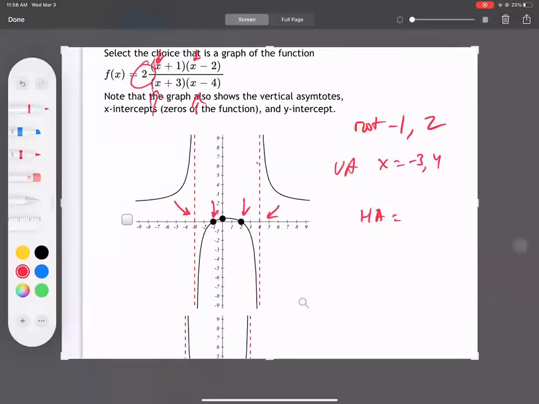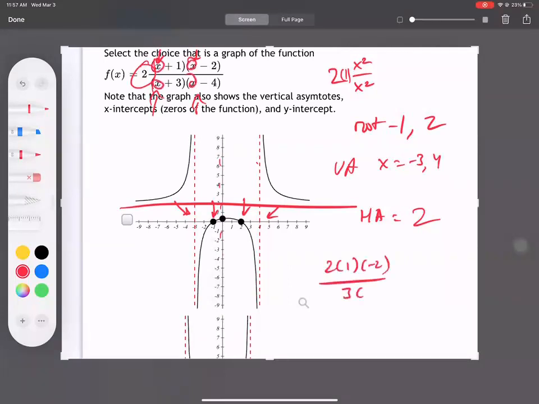It's 1 and 1 because it's x squared with a 2 in the front. That's 1 times 2, 2. And that does look like 2 to me. Now, the next thing I want to make sure of, remember we said we can plug in 0 because 0 is a value we can check. What does the graph look like? If I plug in 0, 2 times 1 times negative 2 over 3 times negative 4 gives us negative 4 over negative 12. Is that going to be positive or negative? Negative 4 over negative 12 is a positive 1/3. And that looks like 1/3 to me on top.